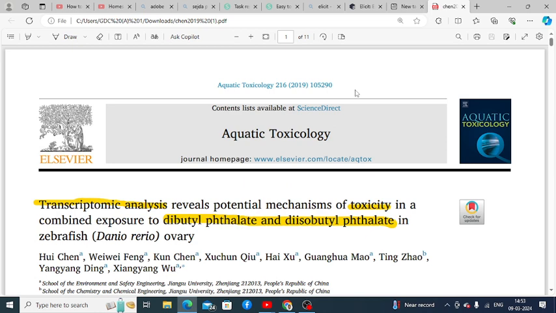So coming to this research article, the title is "Transcriptomic analysis reveals the potential mechanisms of toxicity in combined exposure to dibutyl phthalate and diisobutyl phthalate in zebrafish ovary." Basically, the title says that the authors want to study the combined effect of the two toxins on zebrafish ovary. They want to find out the toxicity of these two components in the zebrafish ovary, and they study the combined toxicity by performing transcriptomic analysis.